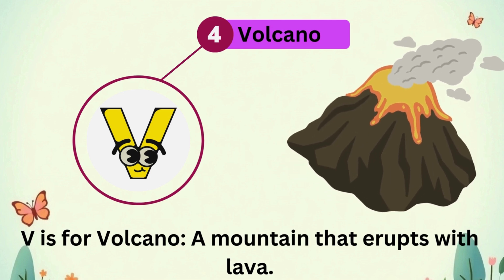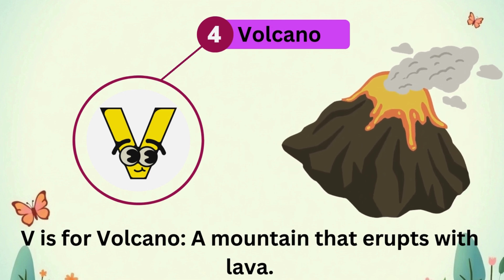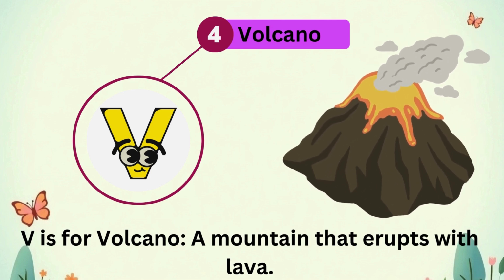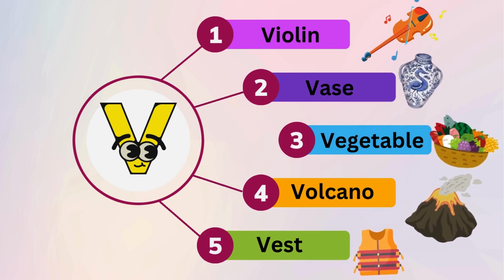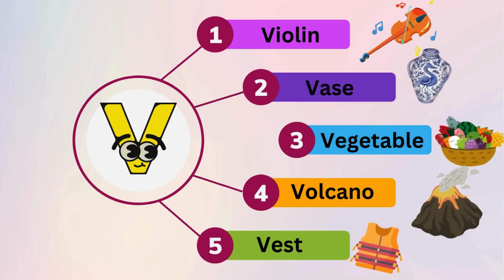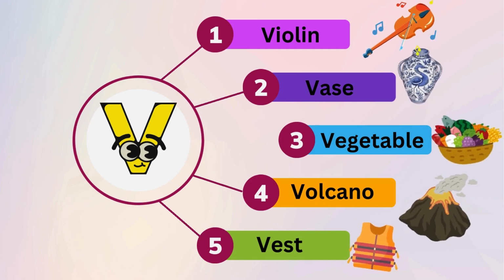V is for volcano, a mountain that erupts with lava. V is for vegetable, a plant used for food. V is for violin, vase, vegetable, volcano, and vest.